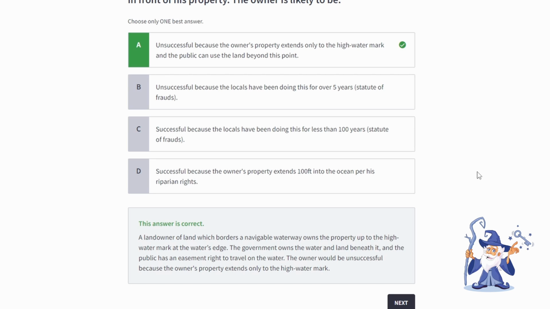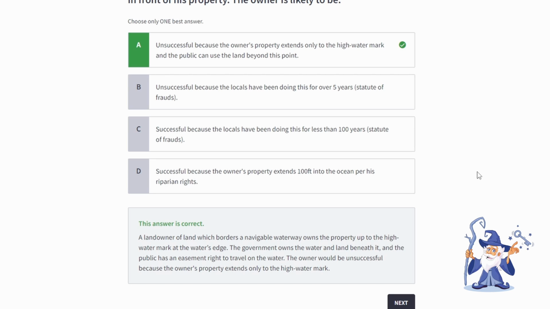So a landowner, or an owner of land which borders a navigable waterway, owns the property up to the high water mark at the water's edge. Now, the government owns the water and land beneath it, and the public has an easement right to travel on the water. The owner would be unsuccessful because, again, the owner's property extends only to the high water mark. So, again, this is one of those hyper specific scenario questions that you just need to be familiar with. You need to be familiar with your water rights and all that's included in that, and of course the scenarios.